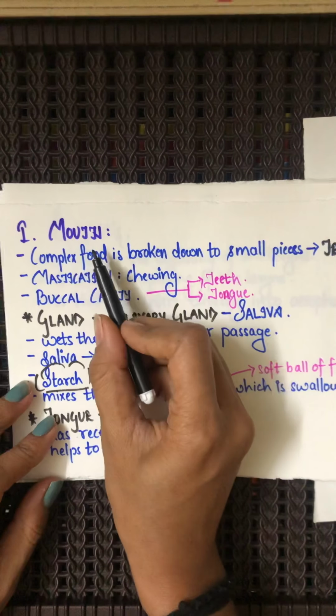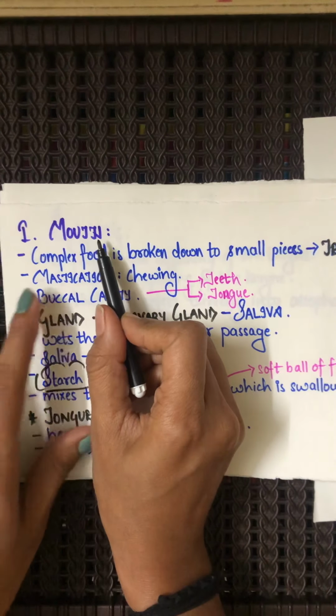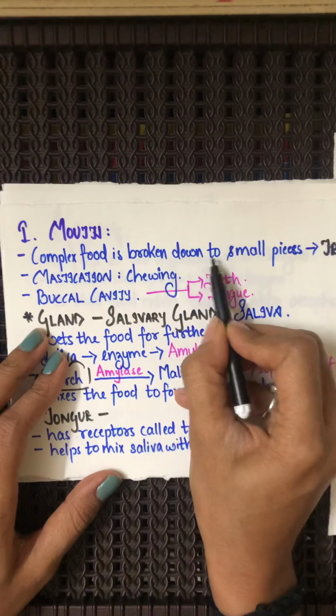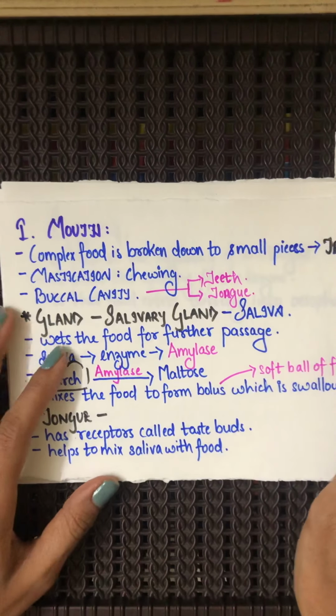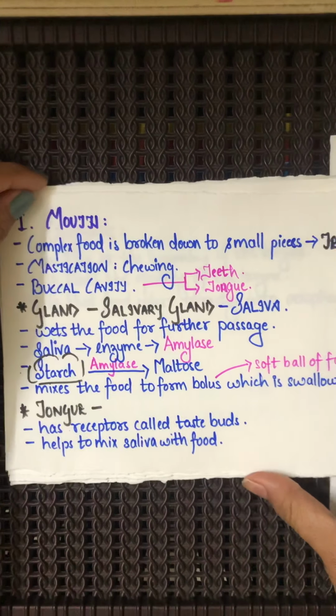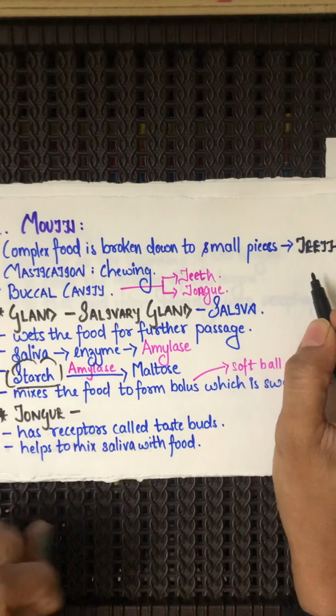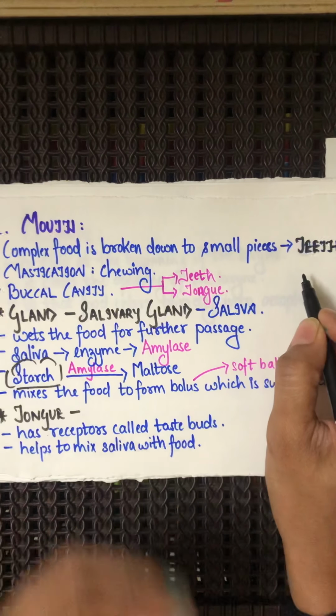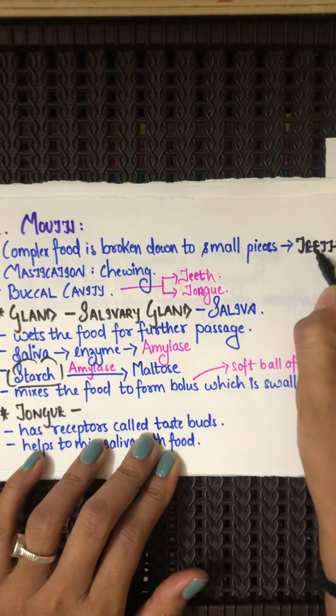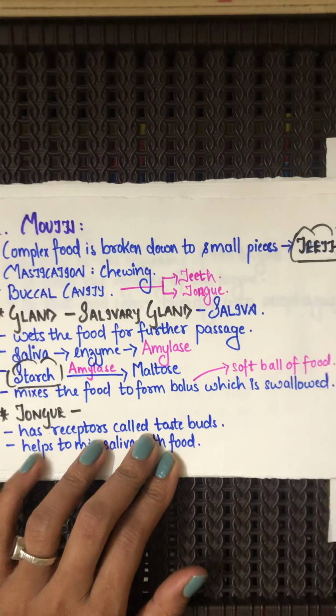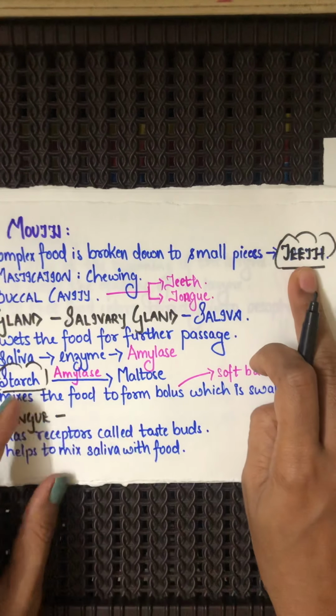Talking about the very first organ of the digestive system, that is the mouth. So all of you can see the mouth, and we all know about the mouth. That is what its main function is: the complex food is broken down into small pieces. Whenever we keep food inside our mouth, the very first thing it starts doing is breaking it down into simpler pieces, simpler molecules, with the help of the part which is present inside the mouth, that is the teeth.